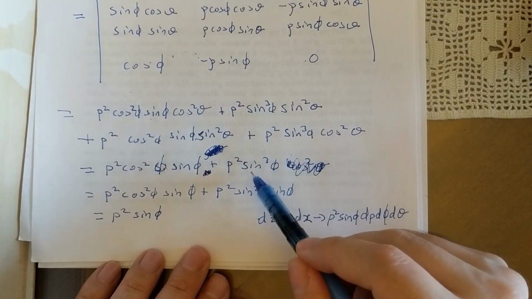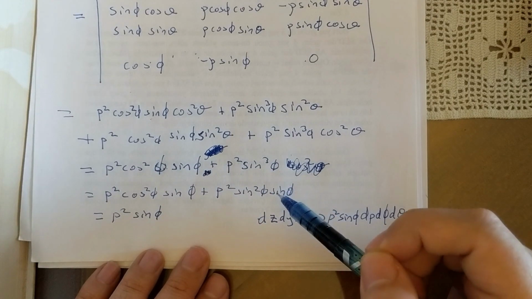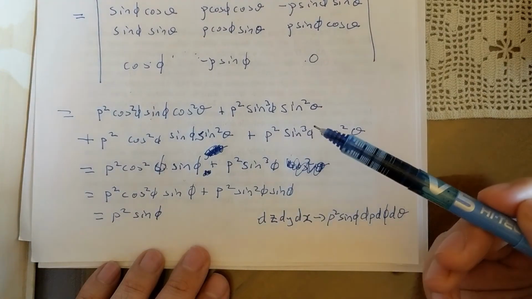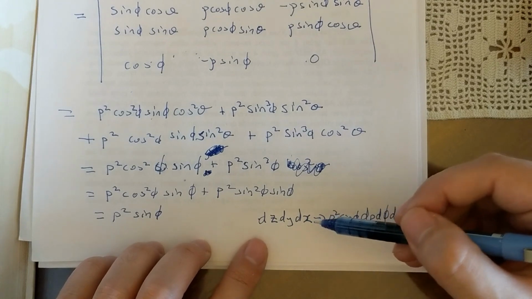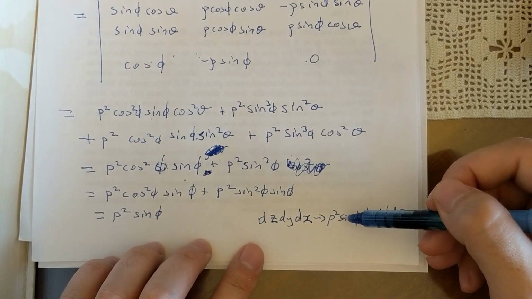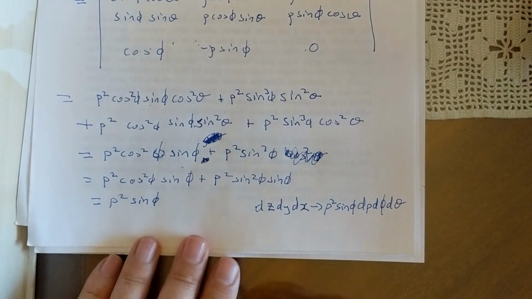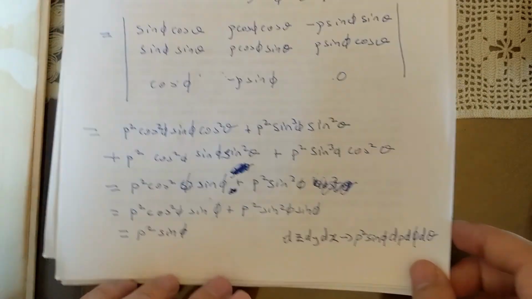Now let me just do one more step. I'm going to write sine cubed as sine squared times sine. So we have rho cosine squared sine theta, rho sine squared sine theta. So that's just going to be rho squared sine phi. Okay. So dz dy dx is going to change to rho squared sine phi, that's the Jacobian, rho squared sine phi d rho d phi d theta.